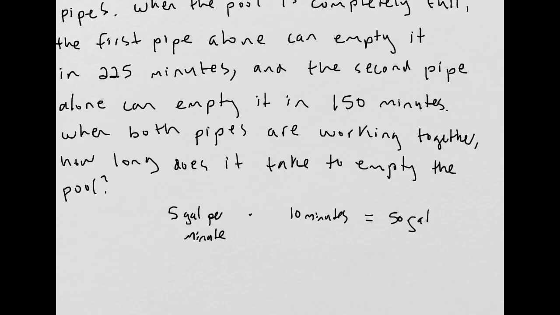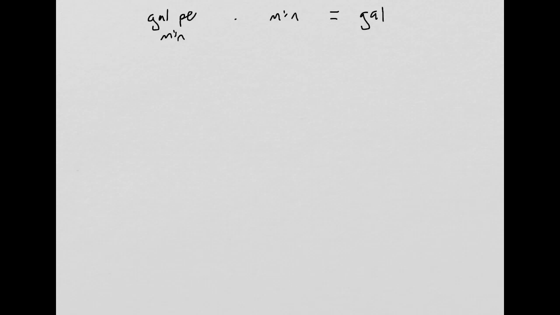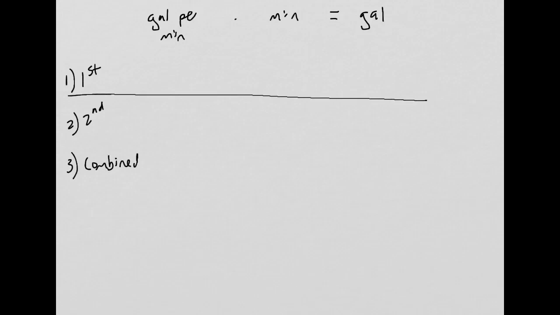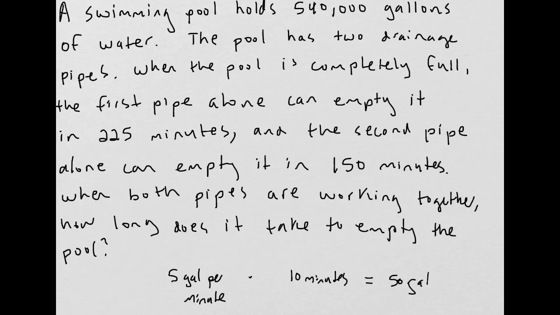And then you'll notice in this problem we again have two different types of pipes. So I'm going to label our information down the side. We've got the first pipe and the second pipe, and then I'm going to have a third row for combined information. And then I'm just going to draw my table. Okay, so what do we know?